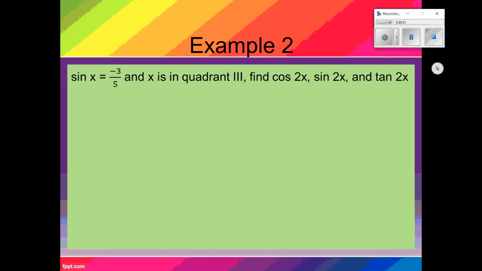Alright, I'm picking up on example 2 because our recording messed up after example 1. This is still objective 26, I believe, and we are finding double angles. So we decided that probably the easiest thing to do, if you were given that the sine is -3/5, is to go ahead and find the cosine and the tangent of each.